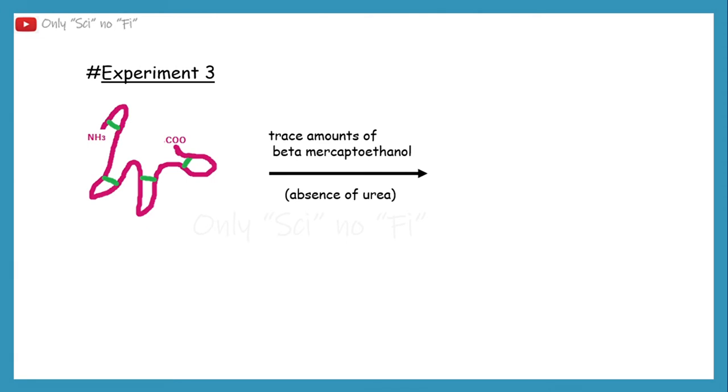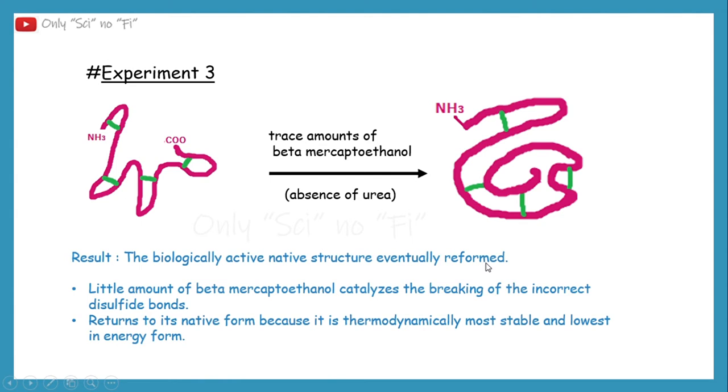Now in the third set of experiments, he added a trace amount of beta mercaptoethanol again and removed the urea fully. That is, using dialysis and a semi-permeable membrane, he removed the urea fully and then added a trace amount of beta mercaptoethanol. So what happened here is there are no denaturing conditions. The biologically active native structure eventually reformed. This was because a little amount of beta mercaptoethanol catalyzes the breaking of the incorrect disulfide bonds. So these broke, and because urea is removed, there are no denaturing conditions. All the hydrogen and ionic bonds can form correctly, and this determines where the disulfide bonds will be present. And therefore, the enzyme returns to its native form because it is thermodynamically the most stable and the lowest in energy.